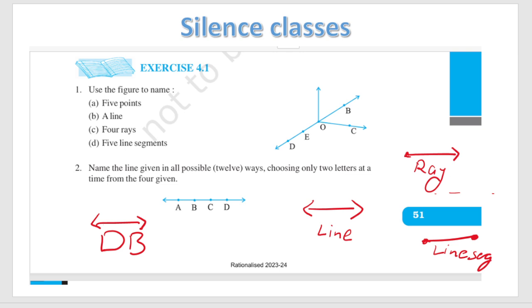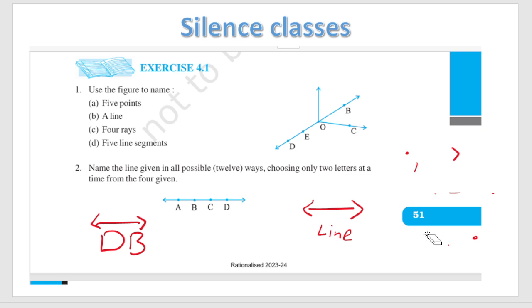For example, if you write A and B, and I draw like this, this means AB is a line segment. If I draw like this, it means we are talking about a line. If I draw like this, it means we are talking about a ray. This is the representation, so we have to draw this.